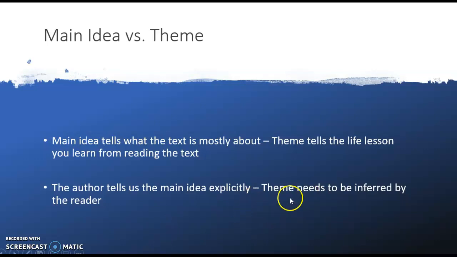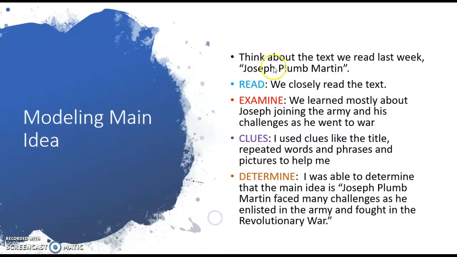However, when we need to find the theme, most of the time the theme is not in the text. It's something we need to infer. And what that means is we have to guess. We have to guess what life lesson the author is trying to teach us. And we have to infer it by using our schema or our background knowledge, and also the text clues. So as I said earlier, main idea, you need text clues. Theme, you need text clues. But they are very, very different.